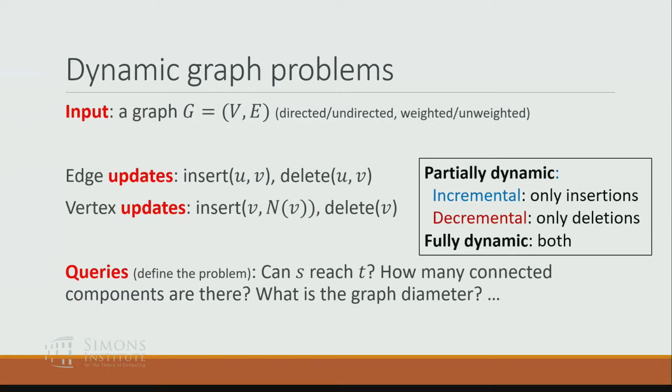There's also partially dynamic algorithms, okay? A fully dynamic algorithm supports both insertions and deletions. A partially dynamic algorithm could be incremental, which means only insertions, or it could be decremental, which means only deletions. Now, there is kind of an overload of definition here, because in graph algorithms, when we mean incremental, it's only insertions, but I guess in databases, it's both, right?